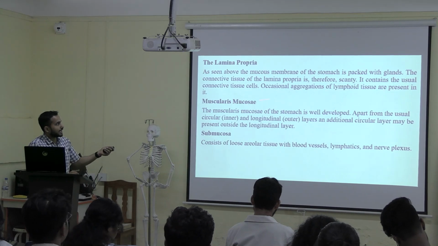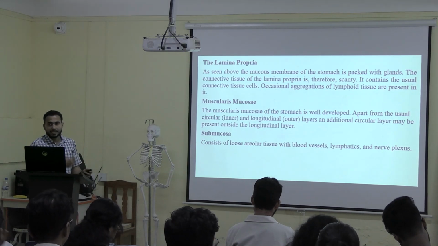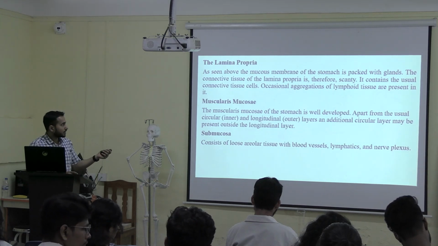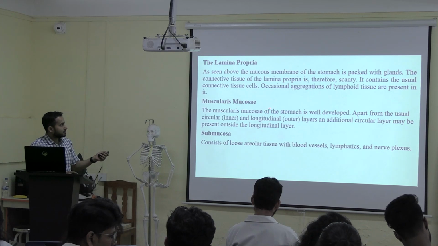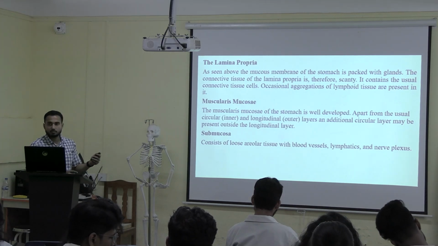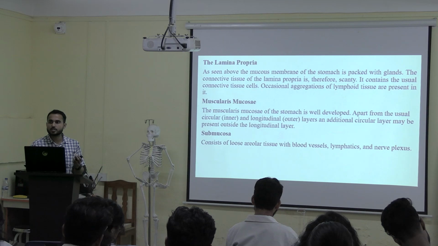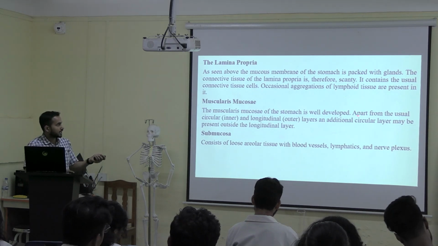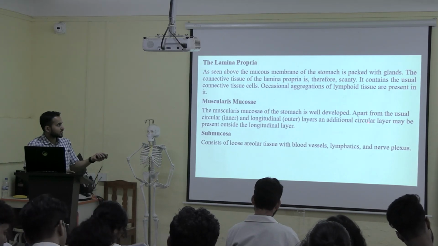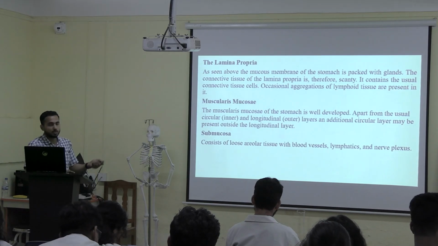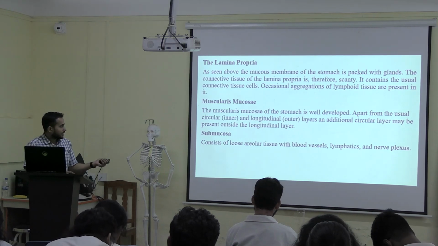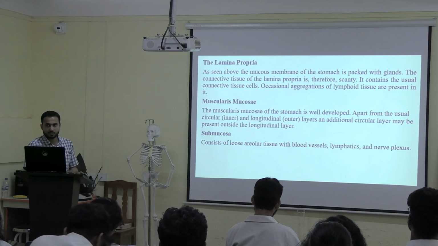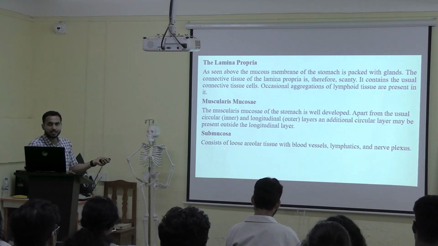Okay, so lamina propria, already I told you, the connective tissue is very scanty. Why? Because it is packed with the glands. Next, muscularis mucosae is well developed in the stomach. Why? Because different secretions are there, and the food which is in the stomach has to mix with that. That's why the muscularis mucosae is well developed. So see here, apart from the circular and longitudinal, an additional circular layer may be present outside the longitudinal layer. Submucosa consists of loose areolar tissue with blood vessels, lymphatics and nerve plexus as usual. No modification is there in the submucosa.